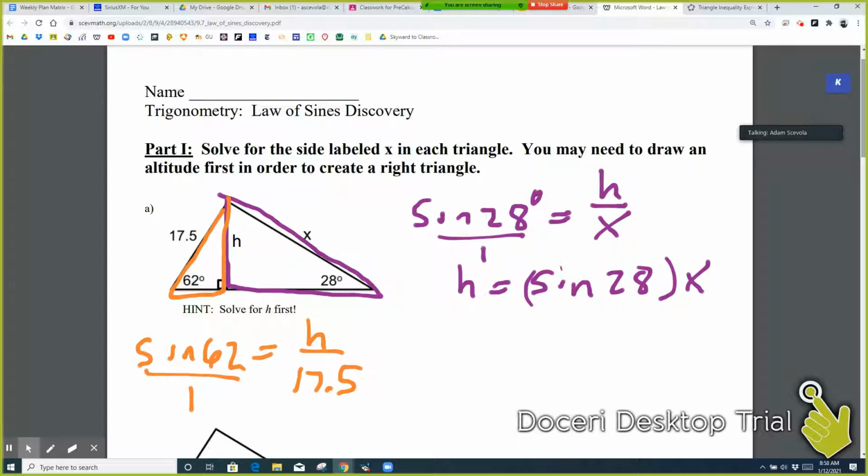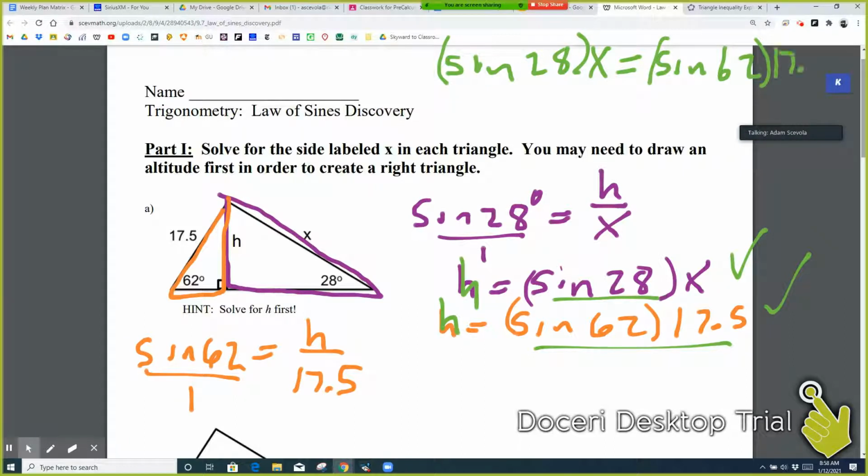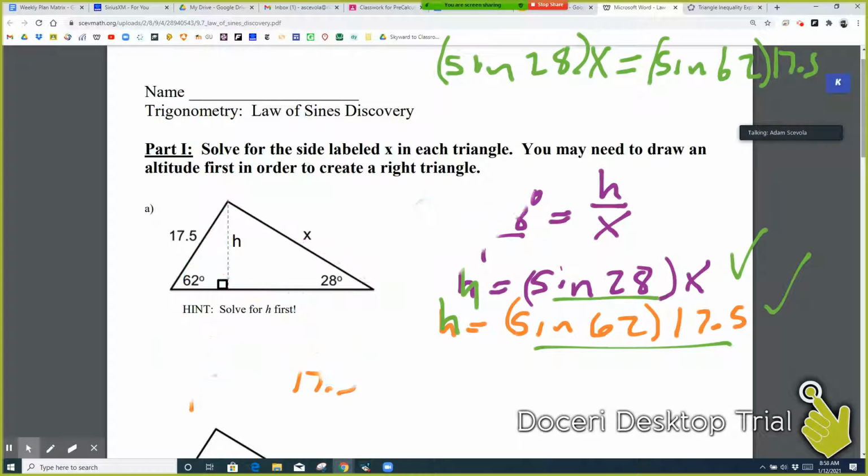All right, so we cross multiply and we get h is equal to the sine of 62 times 17.5. Now, because of the transitive property, because we know h is equal to h, we could set these two equal to each other. So we get, I'm going to write that up here, the sine of 28 times x is equal to the sine of 62 times 17.5.